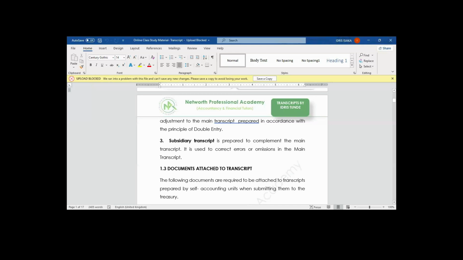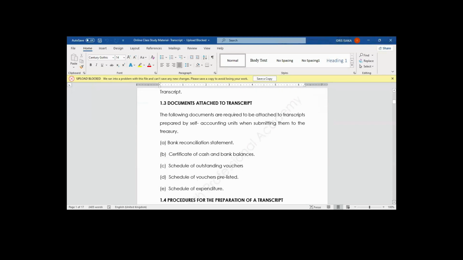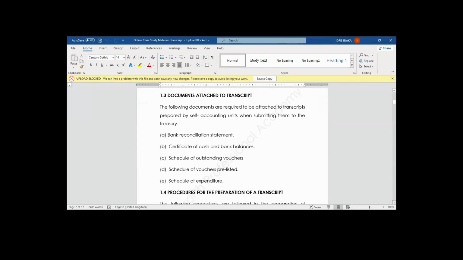So what are the documents? When you are preparing a transcript, what are the supporting documents you need to attach? Number one is bank reconciliation statement. Number two is schedules of cash and bank balances, while number three is schedules of outstanding vouchers.